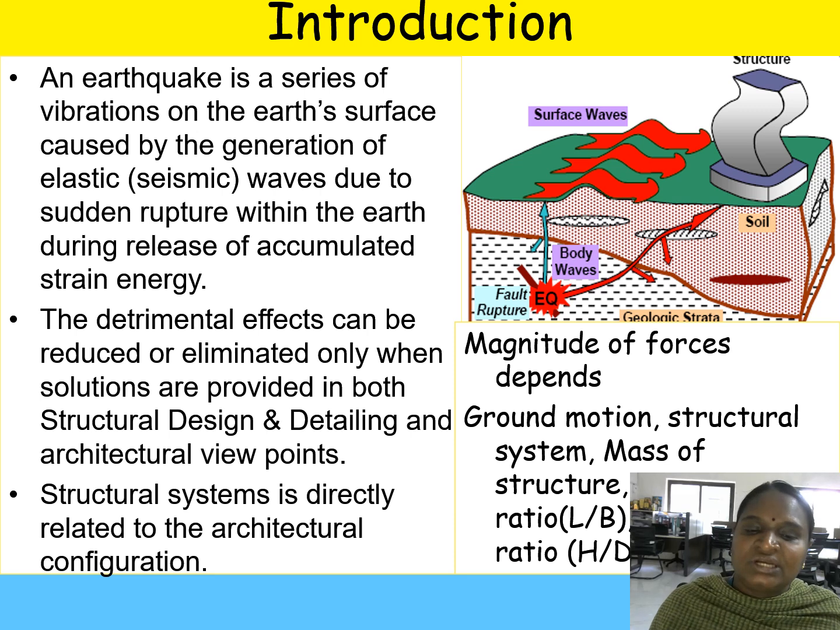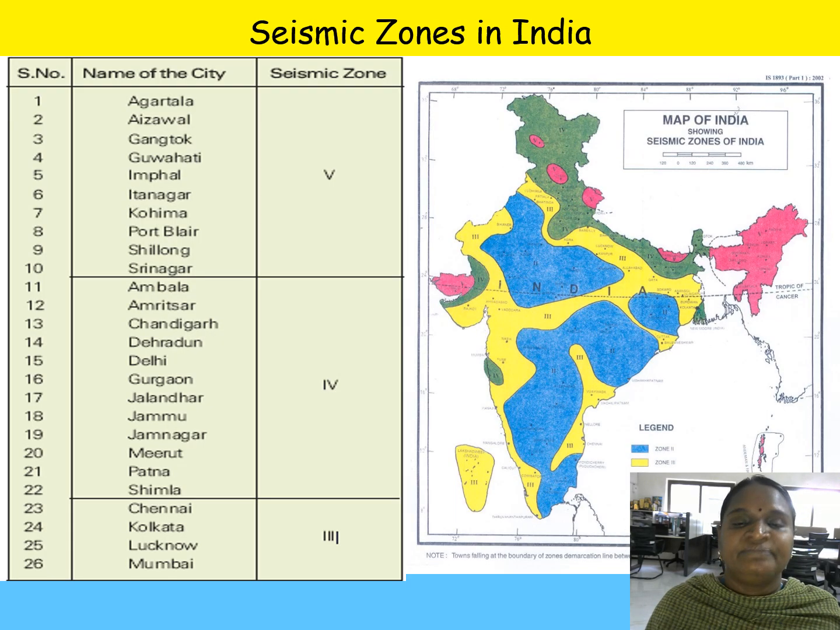So the structural system is directly related to the architectural configuration. This architectural configuration depends upon the type of structural system we are going to give, the mass of the structure, and the ratio of the building, whether it is the height and depth ratio, how the length of the building should be, and how the breadth of the building should be. Everything we should consider.